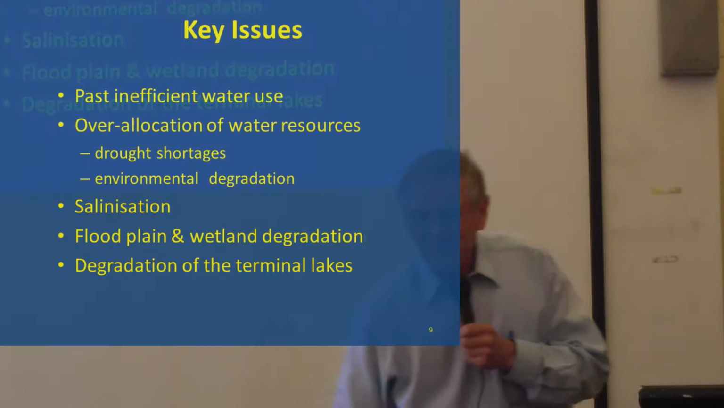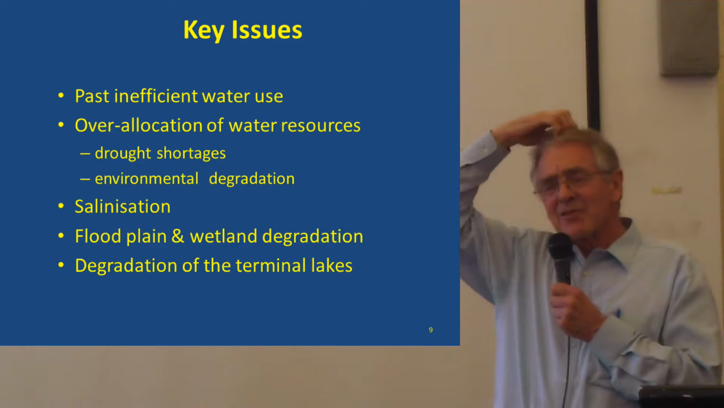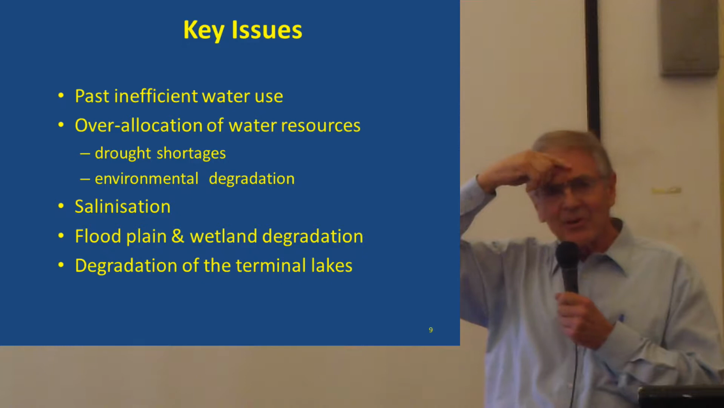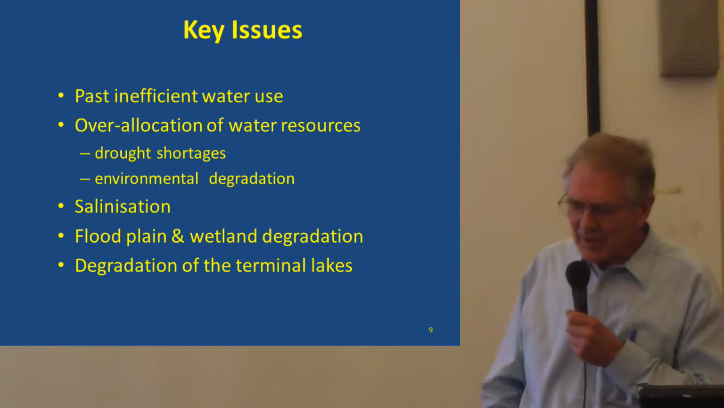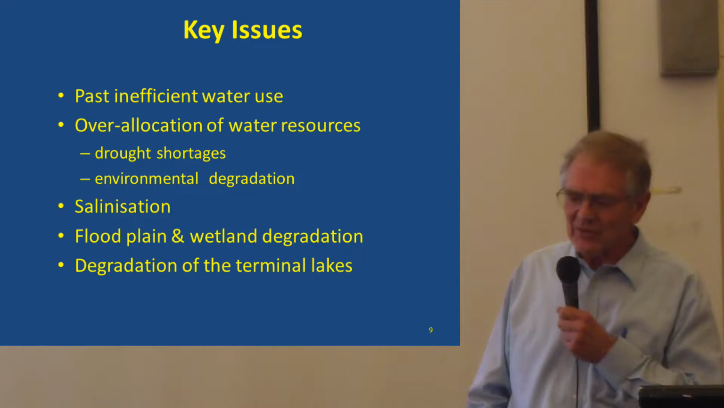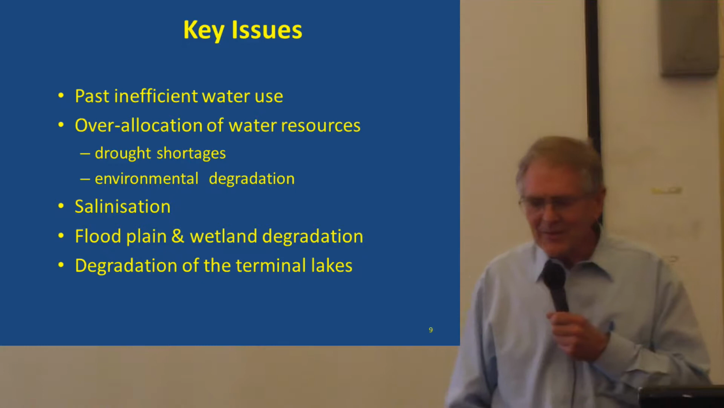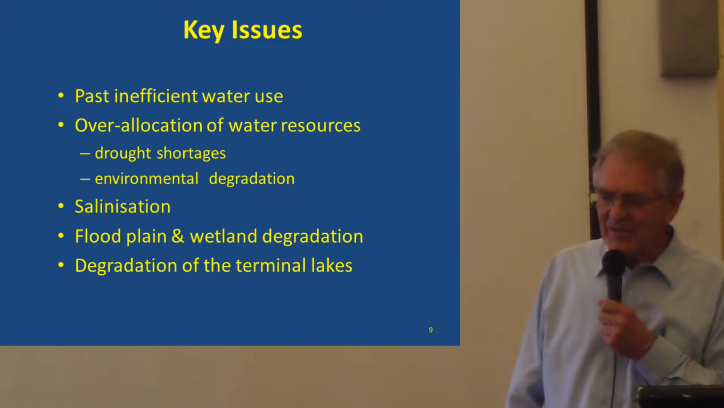Now, the factors that have resulted in the production of high salinity in the river, higher than the average in early history, are two things. One is past inefficient water use, and second, over-allocation of water resources. And those two things resulted in the salinization that we've seen. We'll also talk about how the over-allocation has had the effects of degrading the wetlands and floodplains and the terminal lakes.